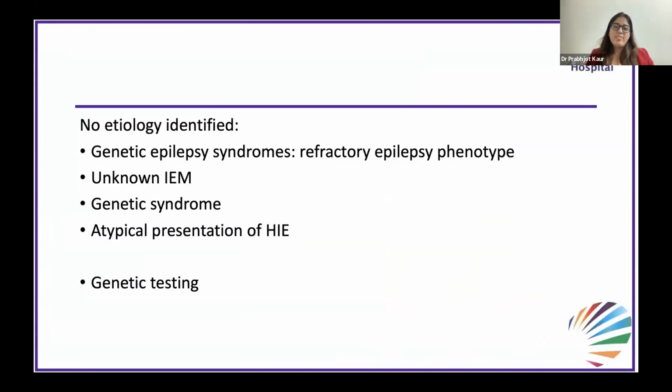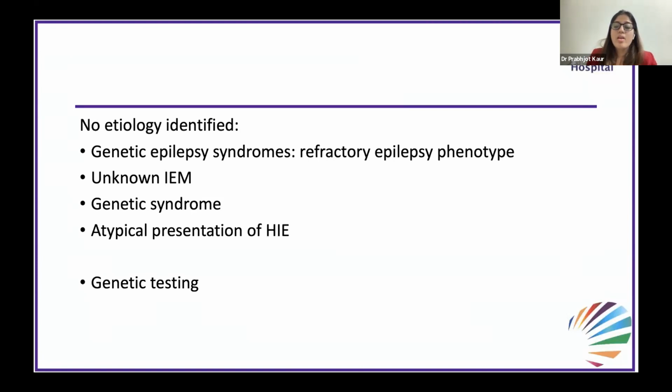So this is a very basic approach, and many times we will not identify any etiology once we have gone through these investigations or once we have done screening investigations. So in these cases, we can consider genetic epilepsy syndromes in cases where we have refractory epilepsy or epilepsy predominant phenotypes. It can be an unknown IEM, it can be single gene syndromes or syndromic disorders, and it can also be an atypical presentation of HIE.